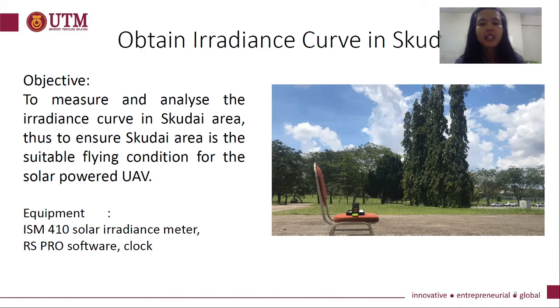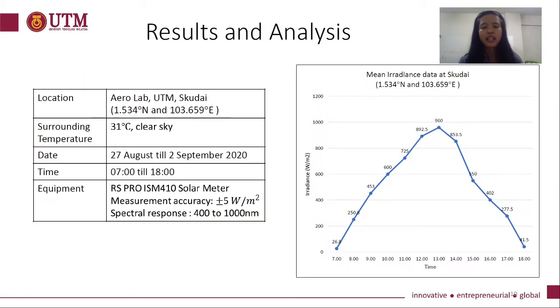Second, I obtain the irradiance curve in Skudai area, which is to ensure that Skudai area can provide the suitable flying condition for the solar powered UAV. So as you can see, on the right side is the mean irradiance data collected. The location is at the aerolab, where the latitude and longitude is as shown there. The surrounding temperature is 31 degrees Celsius at the condition with a clear sky and full sun.